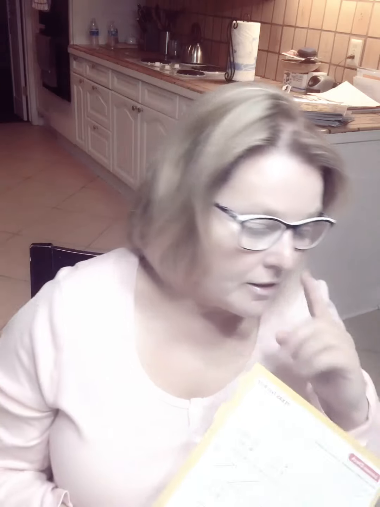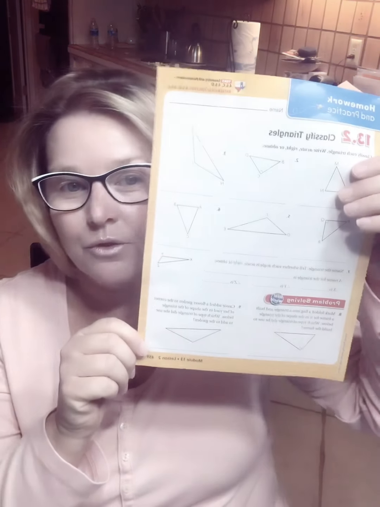So let's go ahead and get started. I'm just going to review. I didn't review yesterday because I was running out of time. But so I've got my page. I got page 459 and I got page 460. See, 459 and 460. Okay, it's the homework pages of two-dimensional shapes, classifying triangles.